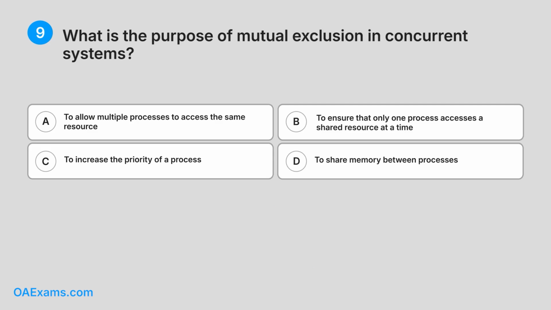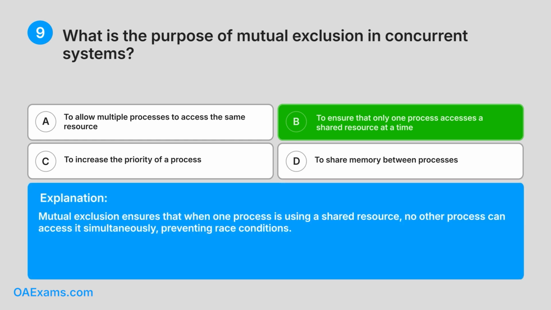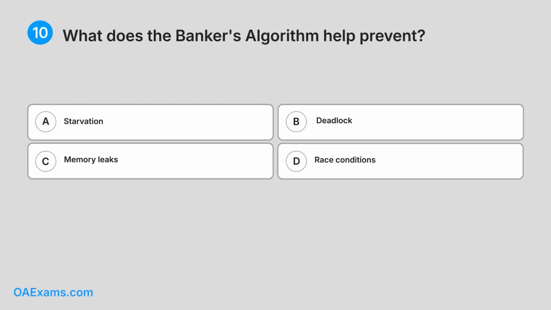Correct answer: B. To ensure that only one process accesses a shared resource at a time. Explanation: mutual exclusion ensures that when one process is using a shared resource, no other process can access it simultaneously, preventing race conditions.